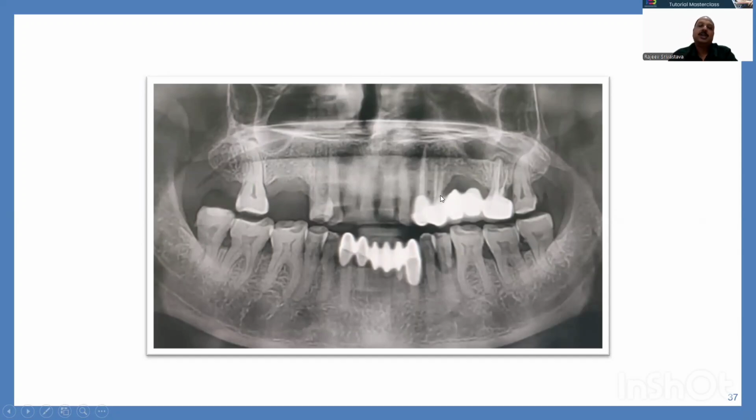And once there is an accumulation of food, as you all know, if any root caries develops, the root caries progresses very fast. So in those cases, this will lead to bone loss.